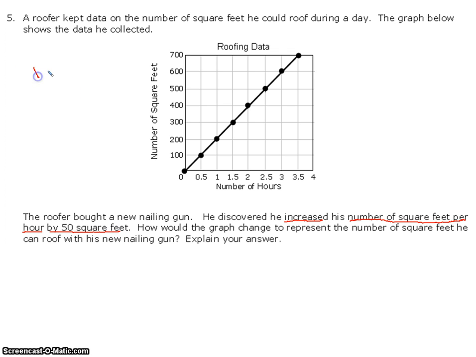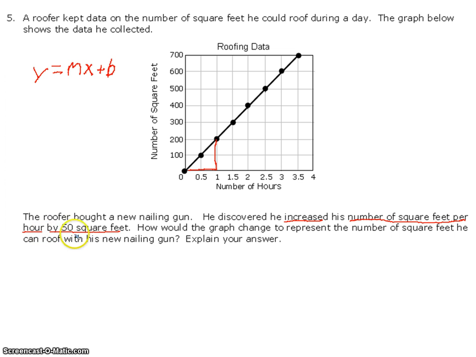So when we're looking at y equals mx plus b here, our rate is our m, right? It's our slope, our rate of change. So we're increasing this. This is the part that's going up by 50. Okay? So let's look at what his rate of change is right now. Now, be careful on how the intervals are marked. They're counting up by 0.5. So I'm going to go up to 1. So at 1 hour, he can do 200 square feet.